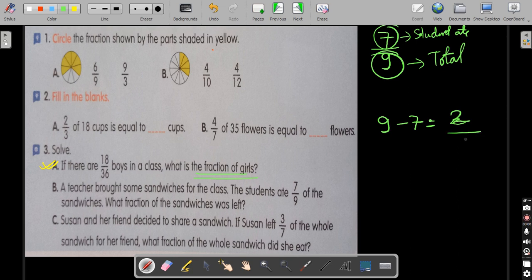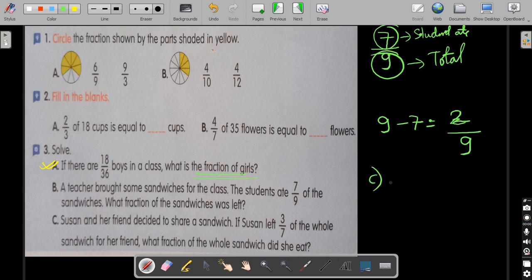And what is the total now? Total sandwich, that is 9. So 2 by 9 is the answer. Hope you are understanding the logic of how I am solving it. Total is 9 and 7 the student already ate. So 9 minus 7 you got 2. 2 by 9 is the sandwich that the student left.